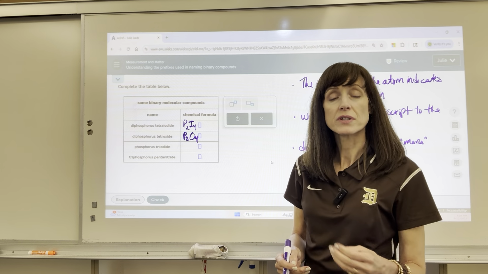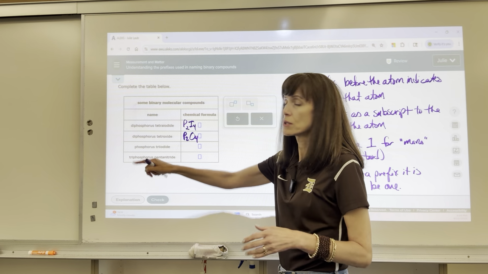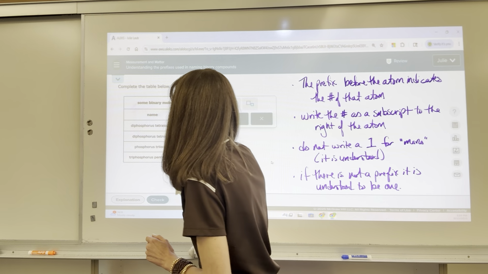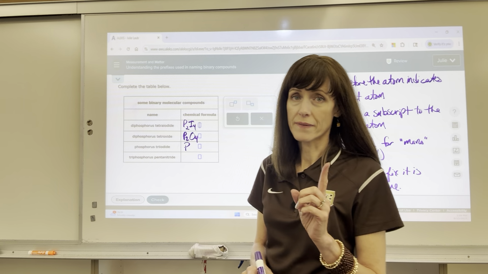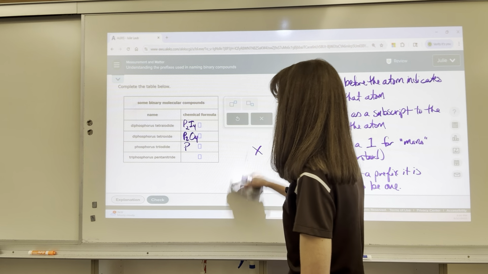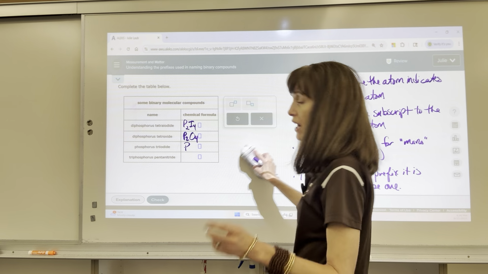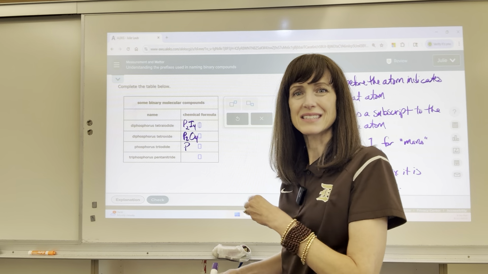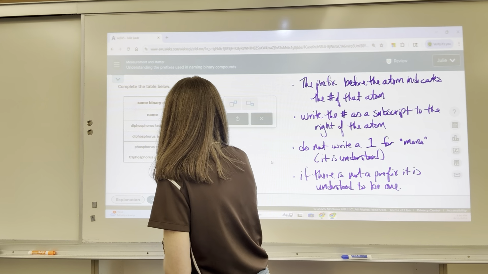Now I have phosphorus triiodide. So no prefix on phosphorus. That's understood to be 1. So I write the P, and we don't put a 1 on that. It's just like having X is the same thing as 1X, and we don't put the 1. Okay, so phosphorus triiodide. Tri is 3. Iodide is our iodine. I3.